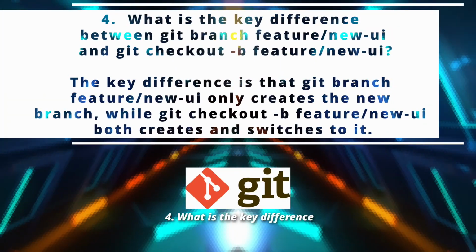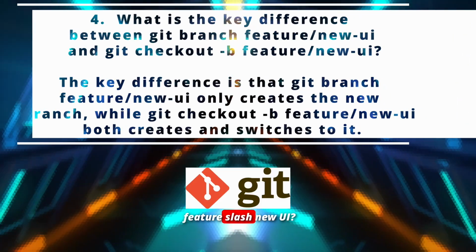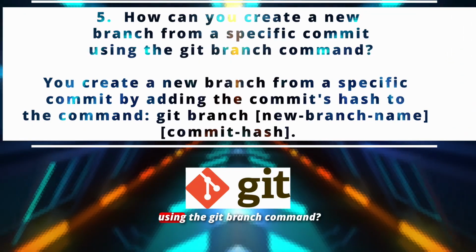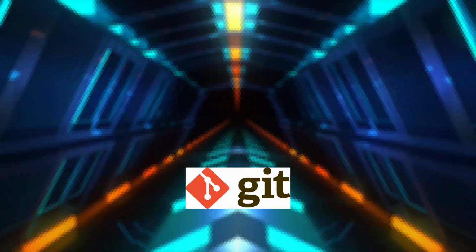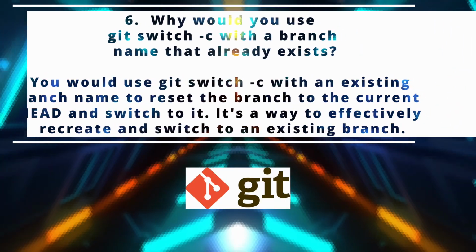4. What is the key difference between Git branch feature/new-UI and Git checkout -b feature/new-UI? 5. How can you create a new branch from a specific commit using the Git branch command? 6. Why would you use Git switch -C with a branch name that already exists?